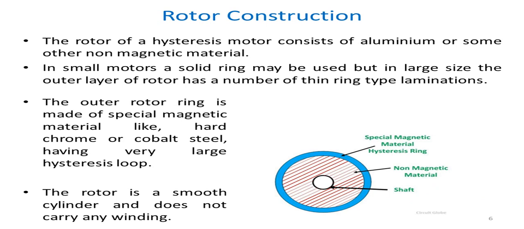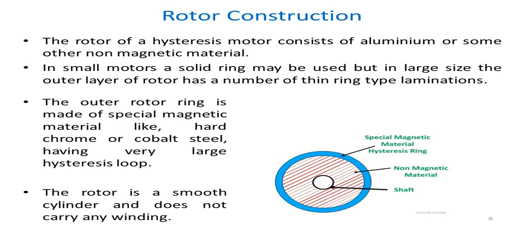Rotor construction. The rotor of a hysteresis motor consists of aluminum or some other non-magnetic material. In small motors, a solid ring may be used, but in large sizes, the outer layer of the rotor has a number of thin rings or thin ring type laminations. It means the outer ring of the rotor is to be laminated.